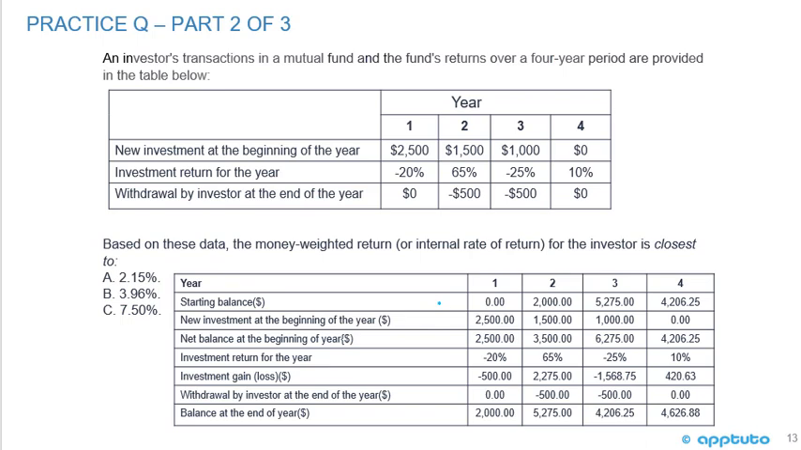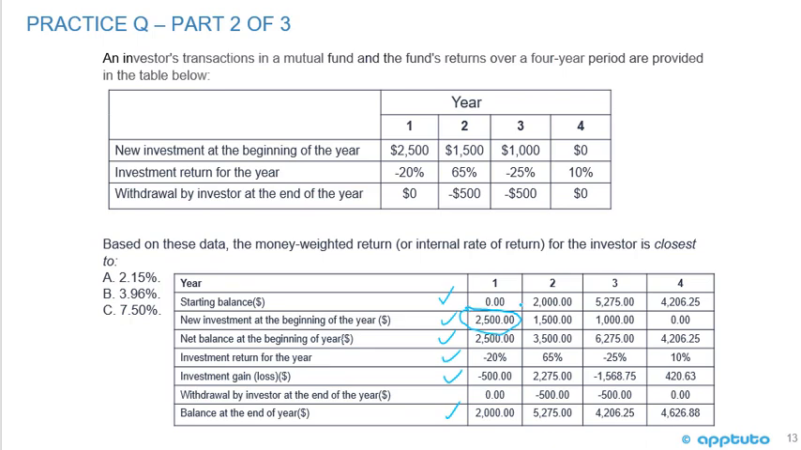So the table becomes a lot like we saw 2 slides ago. You have a starting balance of 0, made a new investment of $2,500. So that was the balance at the beginning of the year. Negative 20% return, which is $500. So you would have $2,000 at the balance at the end. So definitely our cash flow is that new investment. That's going to be CF0, the negative 2,500.